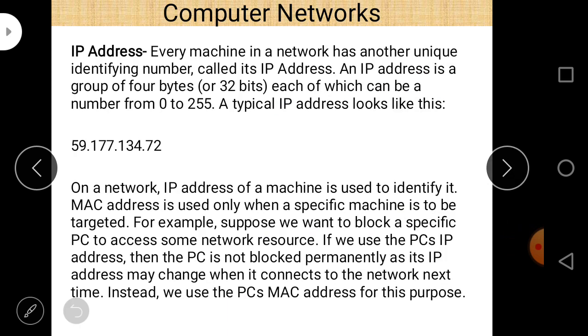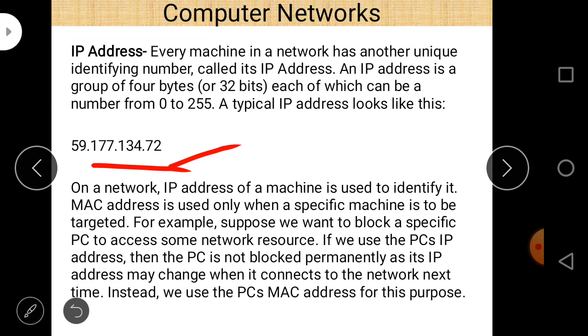Next address is the IP address. Each machine in a network has another unique identification number. It is also a unique number, but the first one is a physical address, and the second, the IP address, is basically a logical address. An IP address is a group of 4 bytes, which means 32 bits, each of which can be a number from 0 to 255. And a typical IP address looks like this.